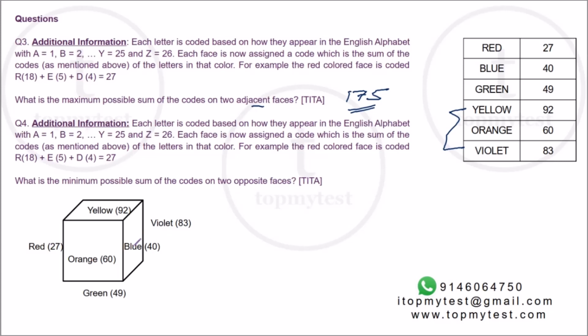Okay, and the last one, what is the minimum possible sum on the sum of codes on two opposite faces? Two opposite faces, just by observation, you can look at it. 27 plus 40, this is 67, right? This itself is 92, this itself is 83. So even if you add the opposite, it will be higher than 67. So this will be the lowest possible sum.